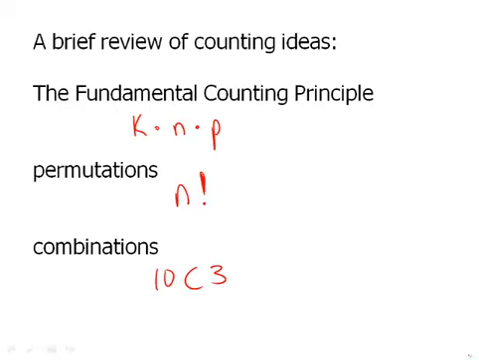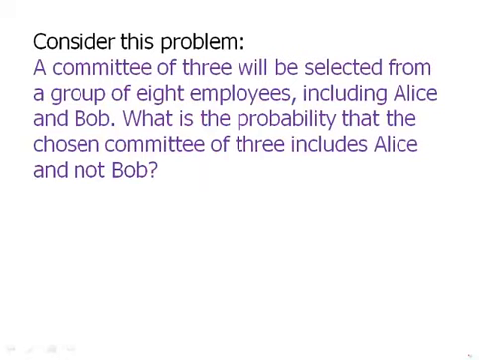So for example, here's a question. A committee of 3 will be selected from a group of 8 employees, including Alice and Bob. What is the probability that the chosen committee of 3 includes Alice and not Bob? So this is a classic counting scenario probability question. The whole idea that we have a certain group and we're picking people from this group. Whenever you start doing that, picking people from the group and then applying various restrictions, getting this person, not getting that person, having this person sit next to that person, all that kind of stuff, that is classic counting technique scenario. And so we have to use counting techniques.